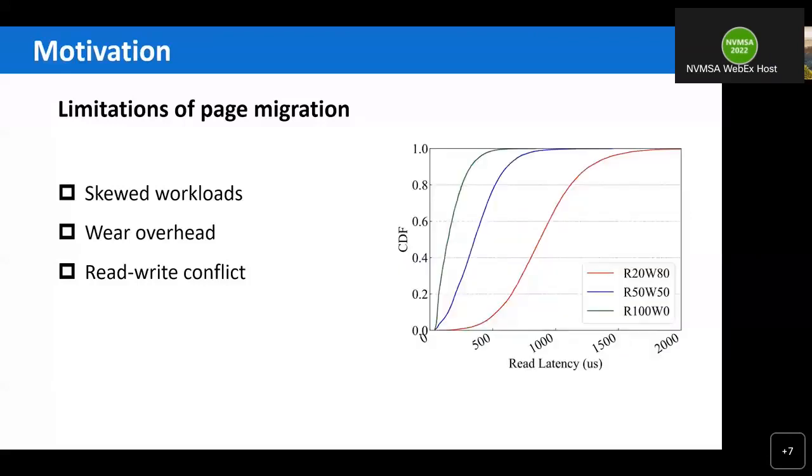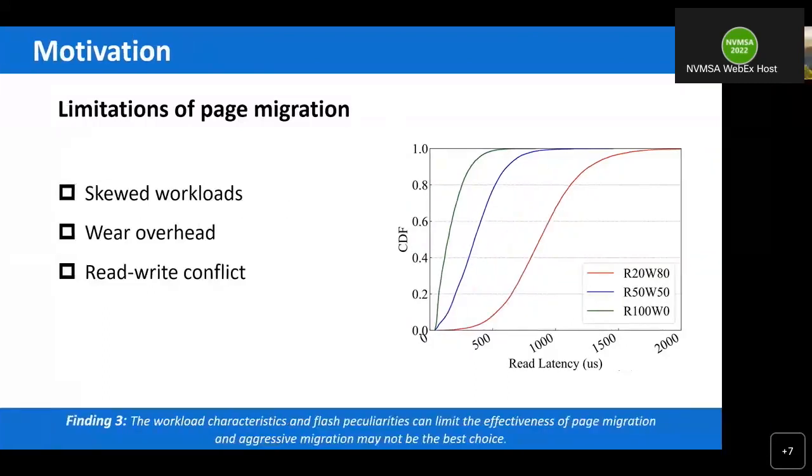In the experiments, random 4KB requests are issued. With the queue depth of 16, we vary the percentage of reads: 20%, 50%, and 100%. This figure shows the CDF of read latencies. With the increasing of writes, read operations are badly interfered with and their performance degrades significantly. The workload characteristics and the flash peculiarities can limit the effectiveness of page migration, and aggressive migration may not be the best choice.